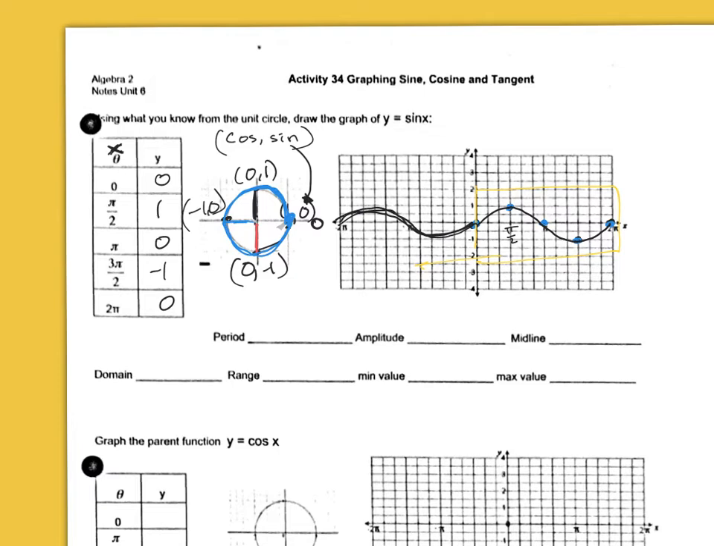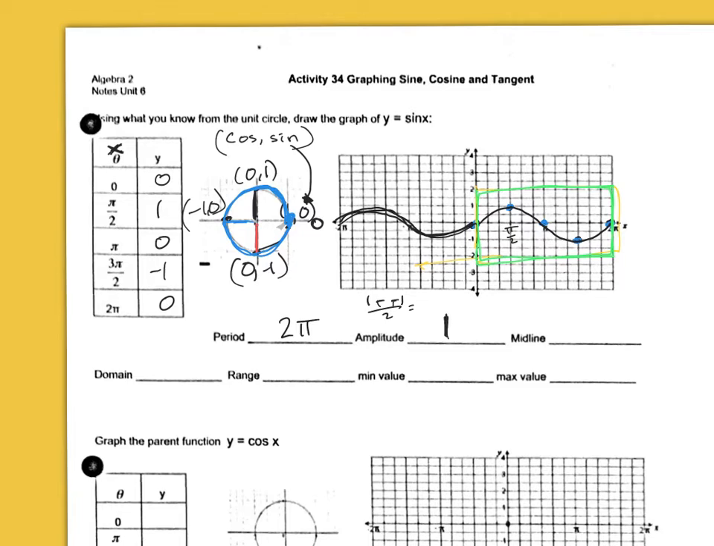And what I have in this yellow box, which I know is hard to see, I'll put it in this green box. This is where one whole cycle is. So left to right, that's our period. And the period goes from 0 to 2 pi, so it's 2 pi. Amplitude is 1/2 the max minus the min. So this is 1 minus negative 1 divided by 2. So this is going to be 2 divided by 2, so our amplitude is 1.